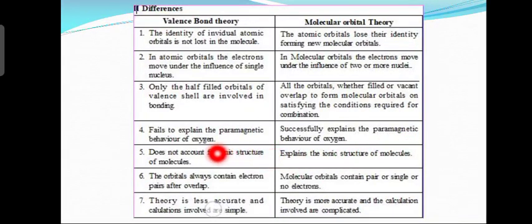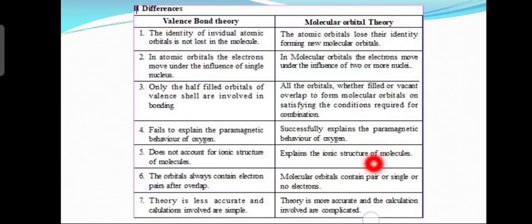Then sixth difference: the orbitals always contain electron pairs after overlap. After overlapping, the orbitals always contain paired electrons, correct? Or in other words, electron pairs. Whereas according to molecular orbital theory, molecular orbitals contain pair or single or no electrons. In the case of molecular orbitals, they can contain paired electrons, they can contain single electrons, or even be vacant orbitals with no electrons.